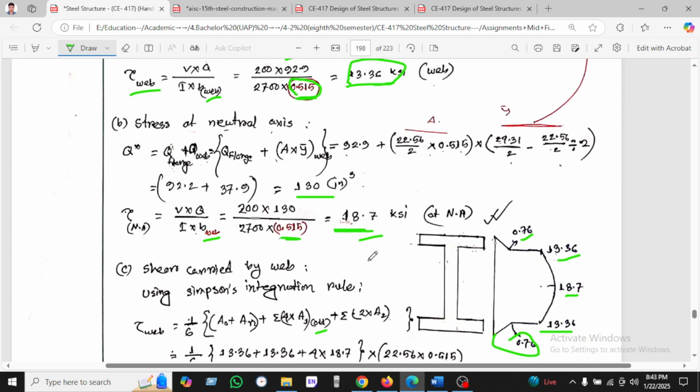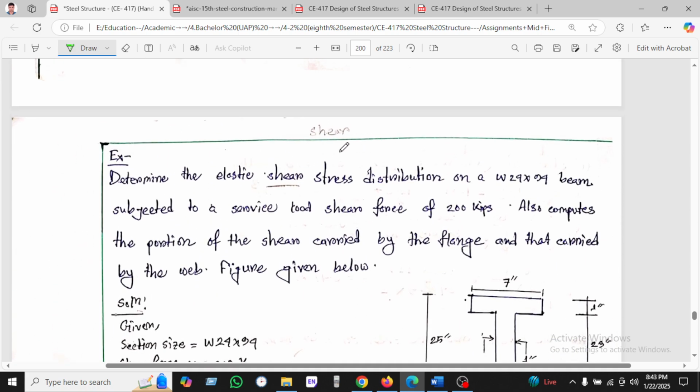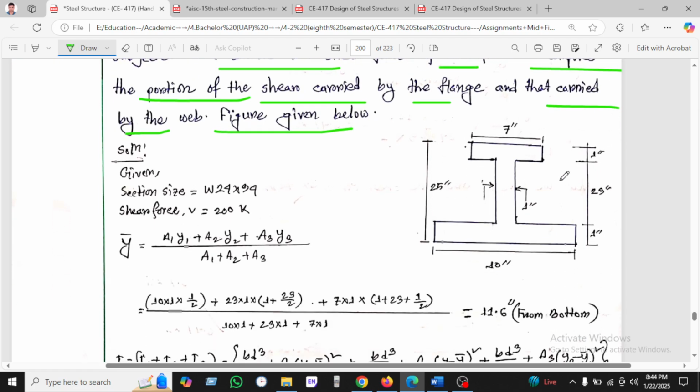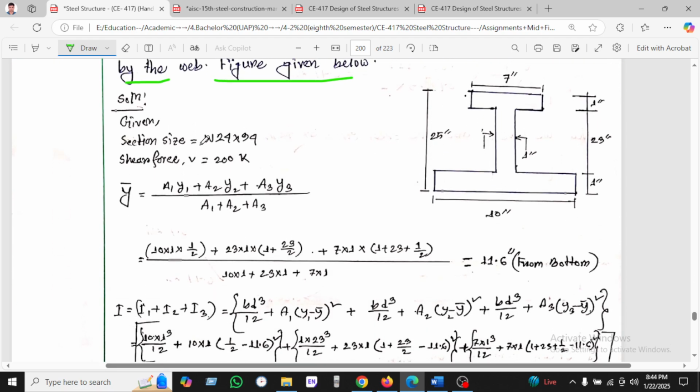So now we can see another shear design, which is to determine the elastic shear stress distribution on a W24 by 94 given here. The beam is subjected to a service shear of 200 kip, and also compute the portion of the shear carried by the flange and that carried by the web, with the figure given below. So this is the figure below. In the section we have found here.